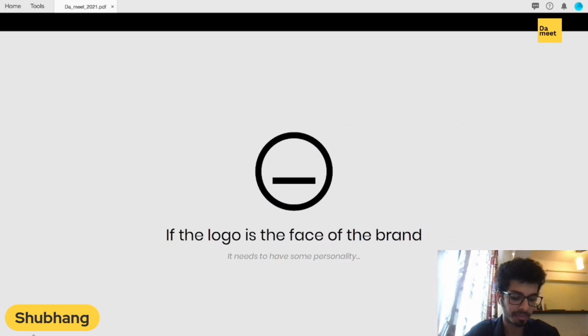So as I mentioned in the previous slide, you need something to start with. You need some base to make that logo. This is a process for logo designing, but you need to have some aspect of the brand in order to make the logo, because in the end, if you want to call the logo the face of the brand, it needs to have some personality, right? It cannot be just bland. So you have to define certain aspects of the brand before you start even designing the logo.